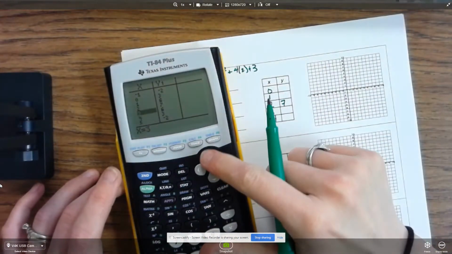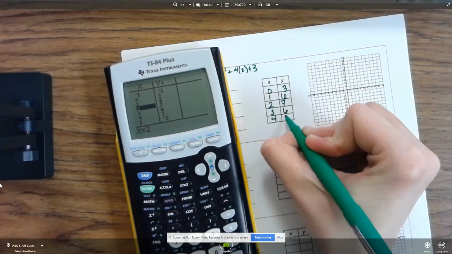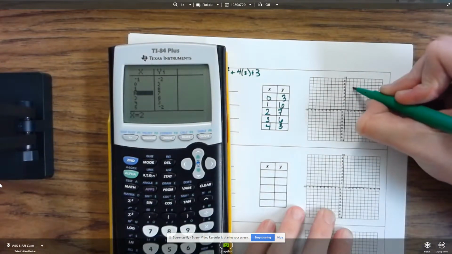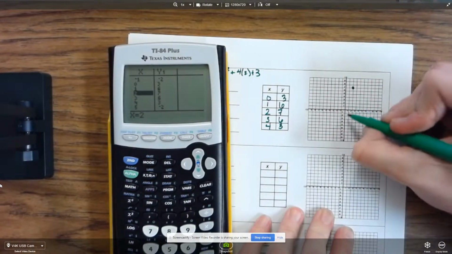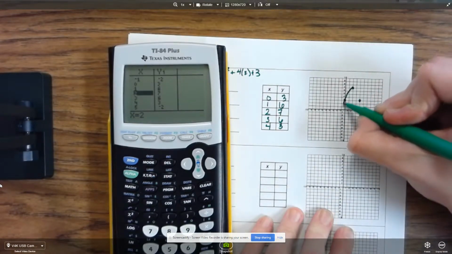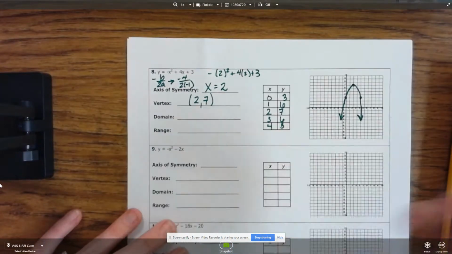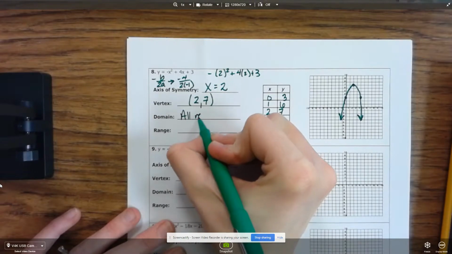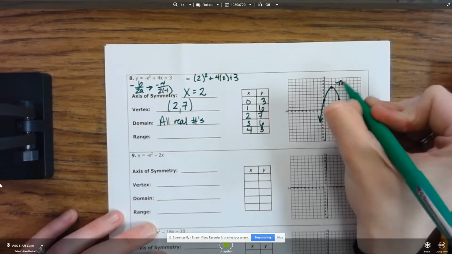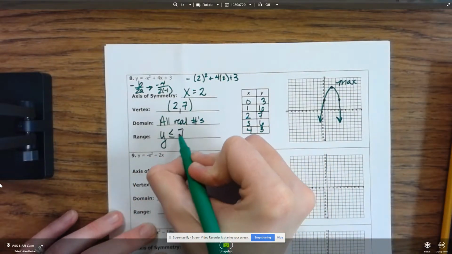Again, fill in straight off your table, and then you can graph. The vertex is at (2, 7), and then we've got (0, 3) and (4, 3). My domain is all real numbers, and my vertex is a maximum, so y has got to be less than or equal to 7.